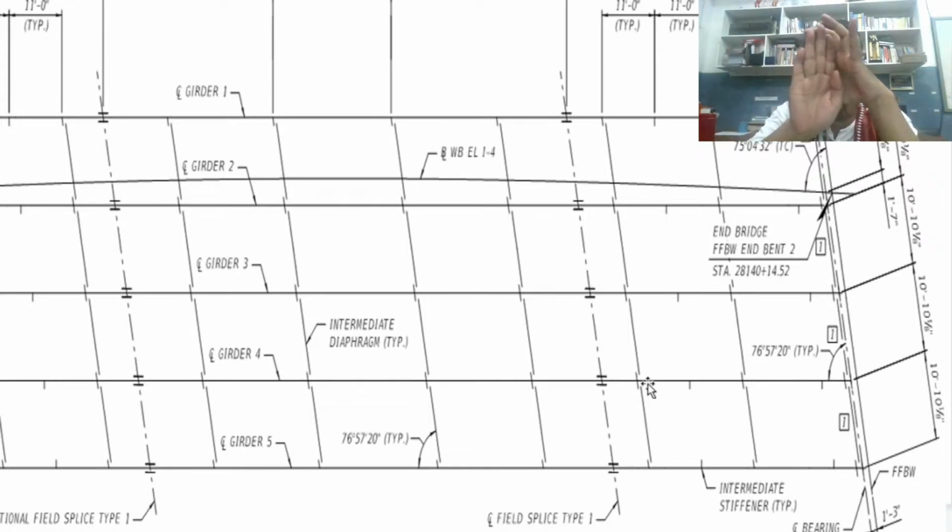Okay, so this is the web of the W-type beam. It's very small, very thin, so we want to stiffen it. We want to make it stronger. That's why we put an intermediate stiffener.